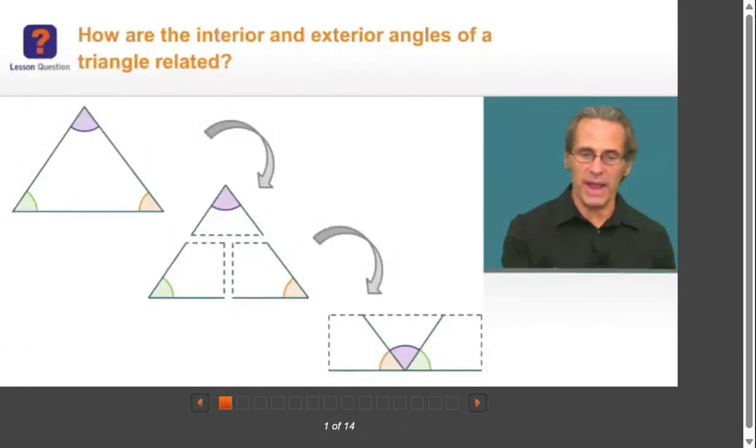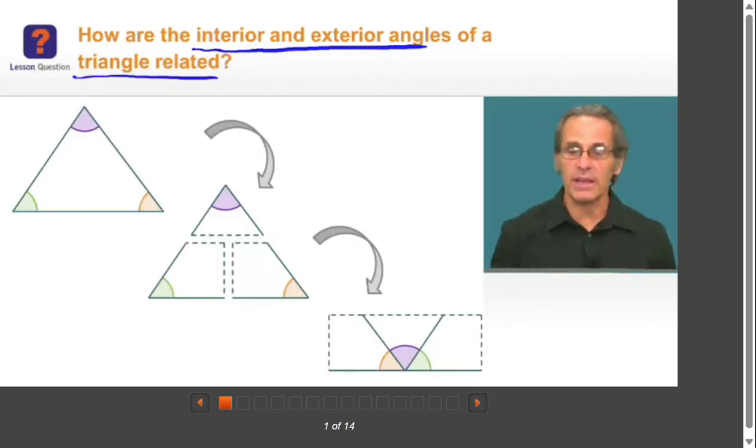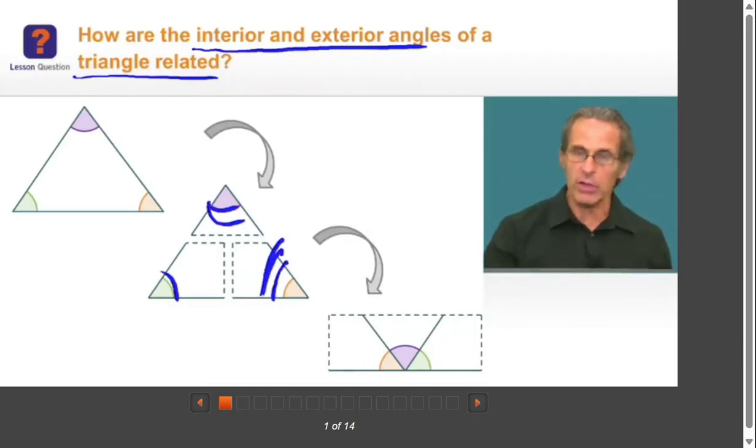In this lesson, we've been answering the question, how are the interior and exterior angles of a triangle related? And we've studied special angle relationships formed when two parallel lines are cut by a transversal. We're going to use these relationships to prove special relationships about the interior angles of a triangle.